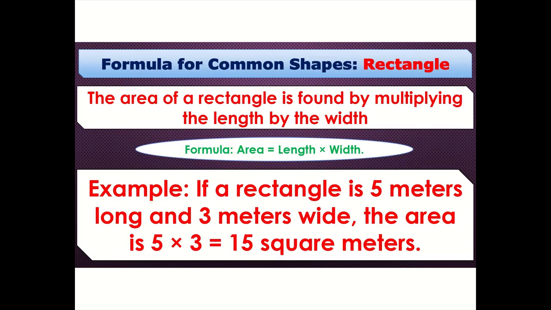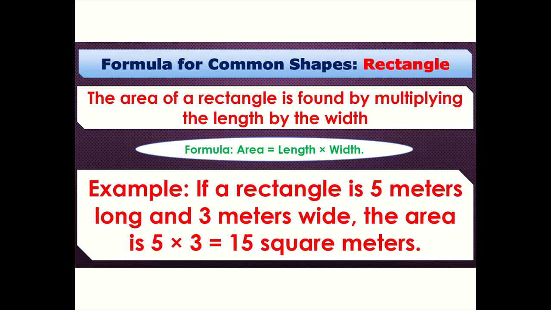Rectangle. The area of a rectangle is found by multiplying the length by the width. Formula: area equals length times width. Example, if a rectangle is 5 meters long and 3 meters wide, the area is 5 times 3 equals 15 square meters.